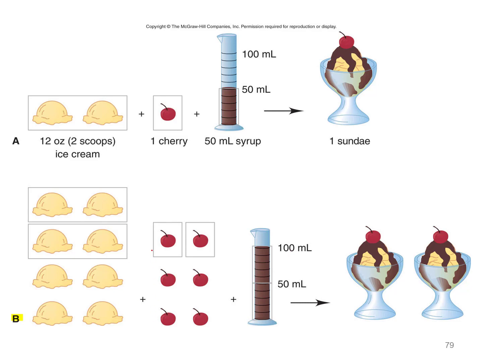If we are going to use all the ice cream here, 1 sundae cone needs 2 scoops of ice cream. Here we have 8 scoops of ice cream, so we can make 4 sundae cones. But we only have 100 ml syrup. If we are going to make 4 sundae cones, we will need 200 ml syrup.